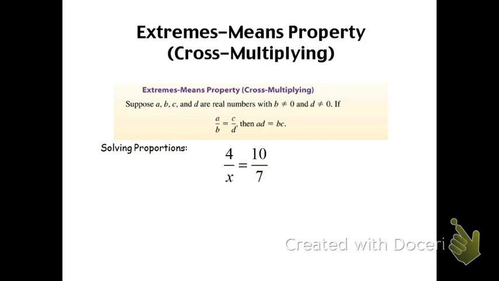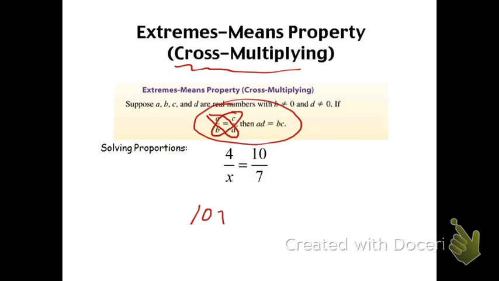After we set up a proportion, we need to be able to solve it for unknowns. This is called the means extremes property, and just remember that you're going to be cross-multiplying. Most of you know this. If we have a true proportion, if A over B is equal to C over D, then the product of A times D is equal to the product of B times C. So in our proportion here, the product of 10 and x, or 10x, is equal to the product of 4 and 7, or 28. And then if I solve this for x, I simply divide both sides by 10. So x is 2.8.